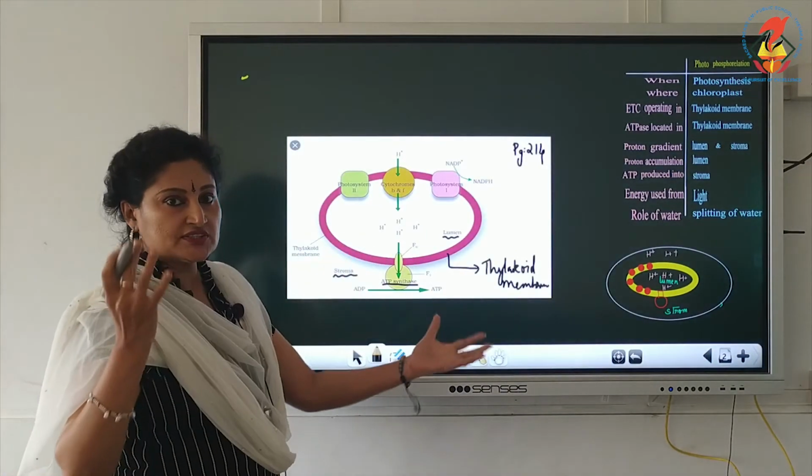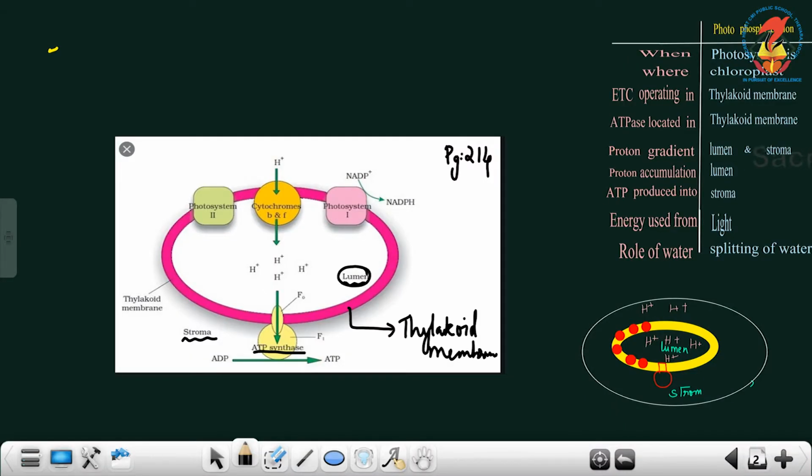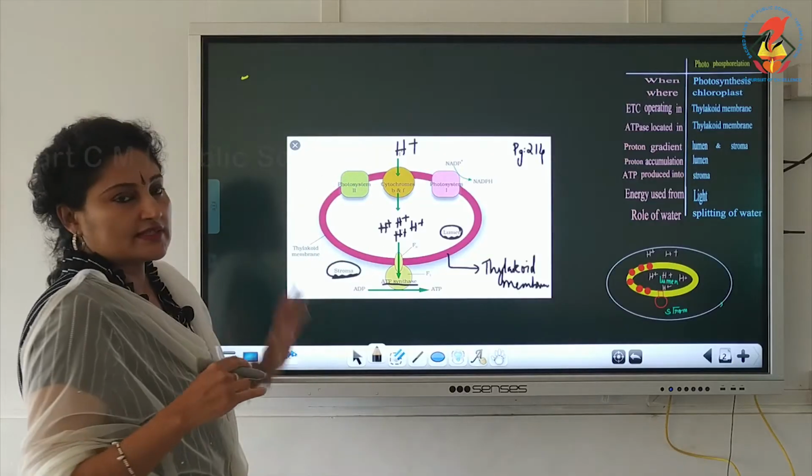Then the two regions where the gradient is going to be created, one is the lumen, which is within the thylakoid membrane, and outside the thylakoid membrane, that is the stroma. Clear? Now the diagram shows very clearly 4 hydrogens or 4 protons in the lumen and only 1 proton outside, that is in the stroma.